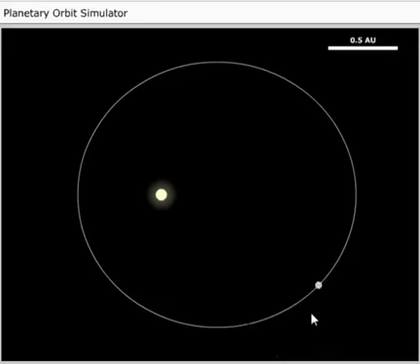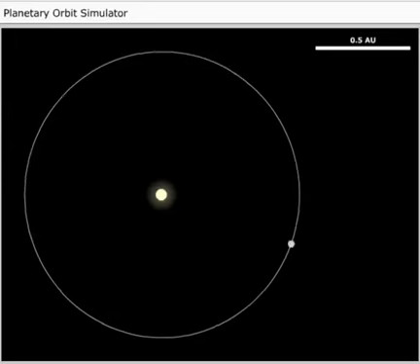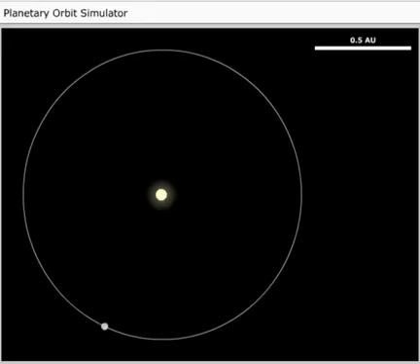This can be true of even just a single object if it has an elliptical orbit like this, where it's close to the sun sometimes and far away other times. So you see it speeds up and slows down. And we also see this if we look at just the planets and compare them to one another. So like here's Venus, and we'll see it orbits around at a pretty good clip.